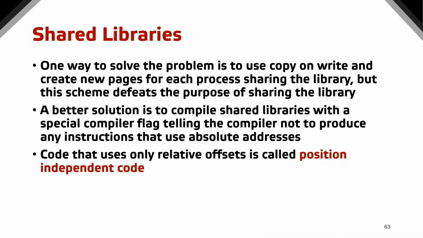One way to solve this problem is to use copy-on-write and create new pages for each process sharing the library, but this defeats the purpose of sharing the library. A better solution is to compile shared libraries with a special compiler flag telling the compiler not to produce any instructions that use absolute addresses. Code that uses only relative offsets is called position-independent code.